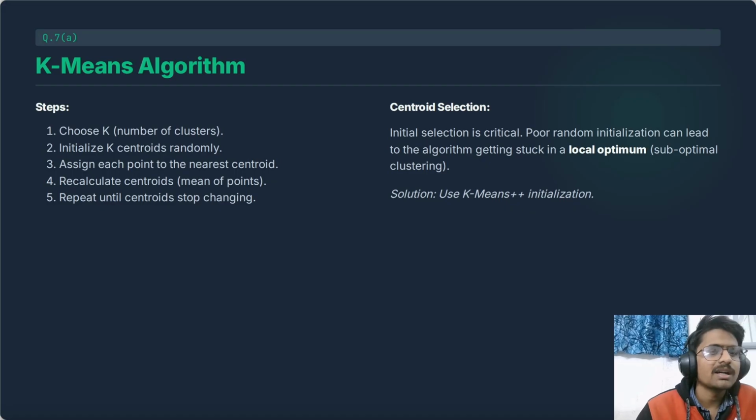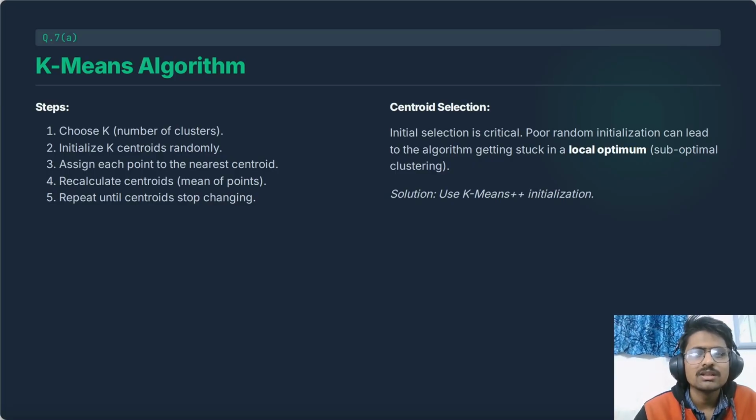So part A of our question number 7, K-means algorithm. So steps of K-means algorithm: first, choose K number of clusters. Second, initialize K centroids randomly. Third is assign each point to the nearest centroid. Fourth is recalculate centroid, mean of points. Fifth is repeat until centroid stops changing.